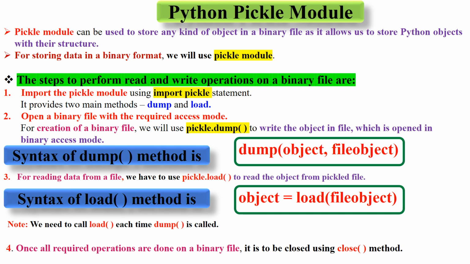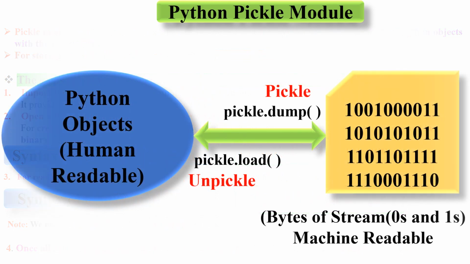Step 4. Once all required operations are done on a binary file, it is to be closed using the close method. The Python pickle module is used for implementing the binary file structure. Dump and load functions are used for pickling and unpickling the binary files, respectively.